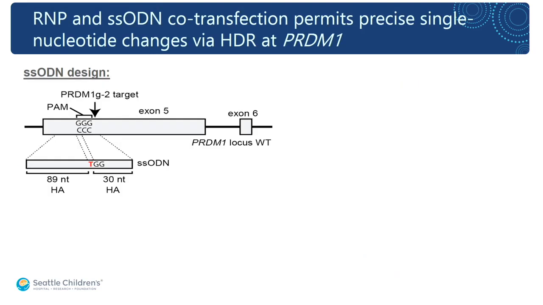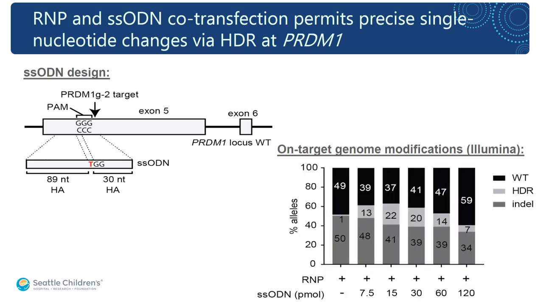So we first tested, could we deliver the RNP and then a short oligo? Here, this is about a 100 base pair oligo with a single nucleotide change we're going to track by sequencing. And as we dose up the ODNs, we see about 20% homology directed repair and about 40% NHEJ indels, so a 2-to-1 ratio of NHEJ to HDR with that approach.